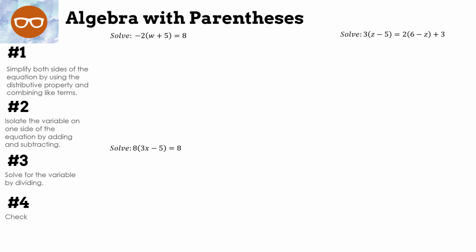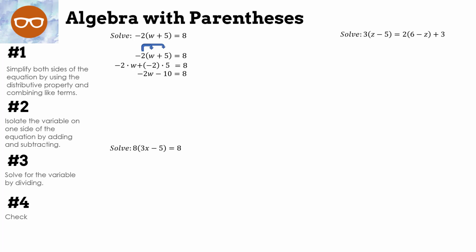Solve -2(w + 5) = 8. The first thing that we have to do is simplify, and that includes using the distributive property. I'm going to take -2 times w plus -2 times 5, and that equals 8. Now we need to simplify. -2 times w is -2w, -2 times 5 is -10, and it still equals 8.